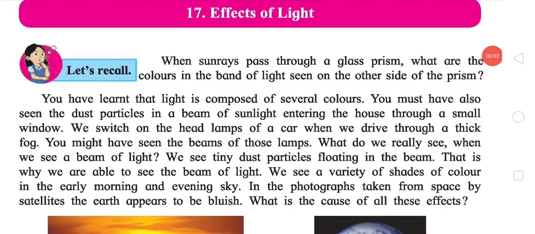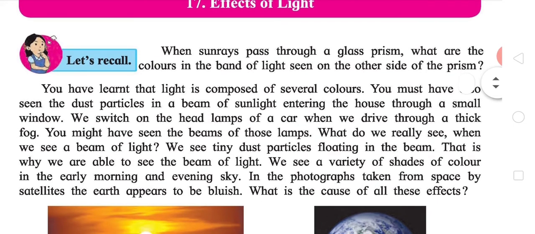Hello friends. So today we're going to start class 7 science chapter 17, effects of light. Heading: let's recall. When sun rays pass through a glass prism, what are the colors in the band of light seen on the other side of the prism?